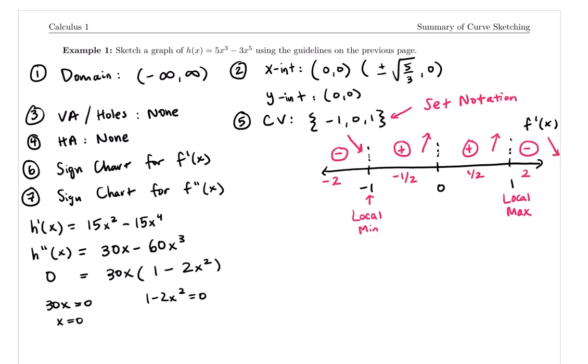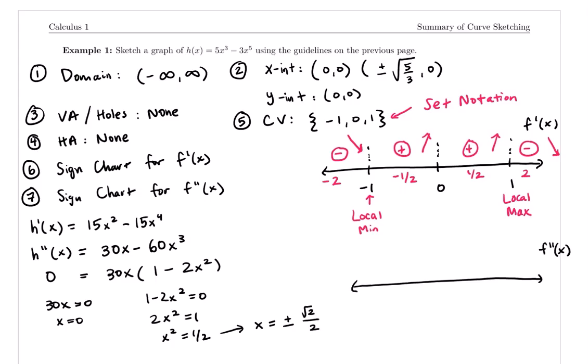This is going to produce x equals 0, and then let's see, we have 2x squared is equal to 1, x squared is equal to 1/2, and then we get x is equal to plus or minus the square root of 1/2, which is equivalent to √2 over 2. All right, so now we're making a sign chart for the second derivative. I'm going to place those values that we just found on my number line. We have 0, we have positive square root of 2 over 2, and we have negative square root of 2 over 2.